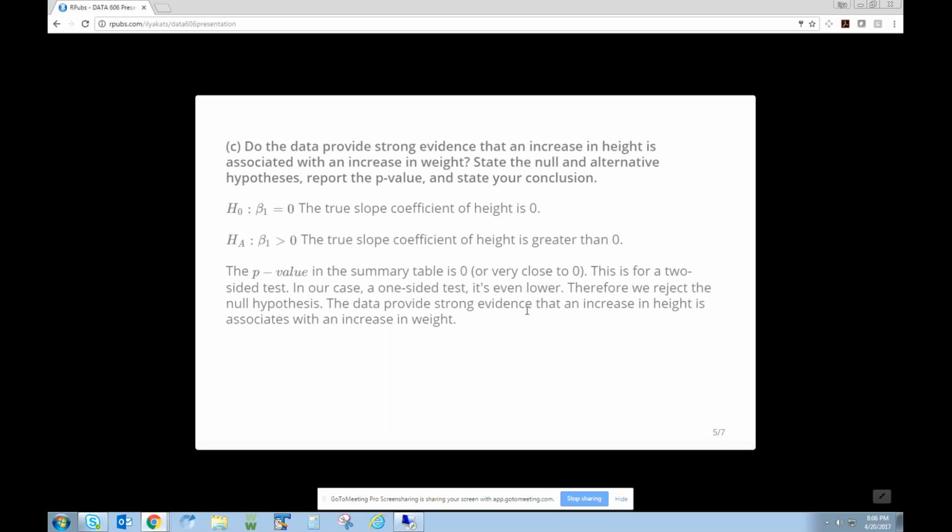Whether there's strong evidence, the null hypothesis would be that beta 1 is equal to 0. So the slope is 0. Essentially, the regression line is just horizontal. And the alternative hypothesis would be beta 1 is greater than 0.